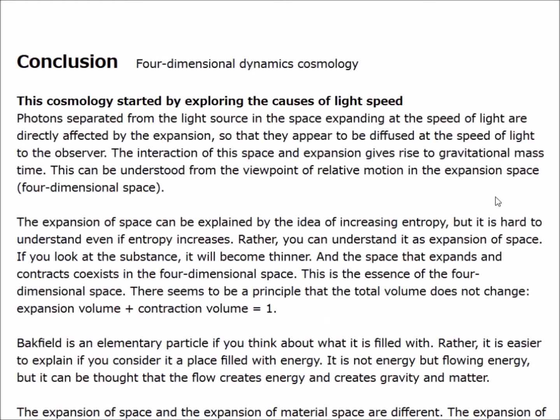Conclusion: Four-dimensional dynamics cosmology. This cosmology started by exploring the causes of light speed. Photons separated from the light source in the space expanding at the speed of light are directly affected by the expansion, so that they appear to be diffused at the speed of light to the observer. The interaction of this space and expansion gives rise to gravity, mass, and time. This can be understood from the viewpoint of relative motion in the expansion space, four-dimensional space.